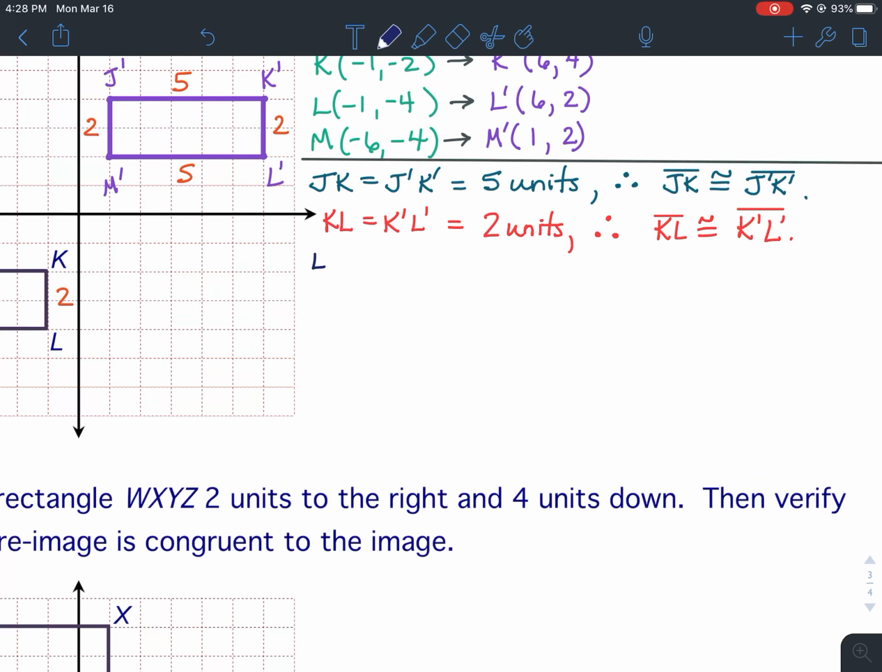LM. The length of LM is equal to the length of L prime M prime, which equals 5 units. Therefore, LM is congruent to L prime M prime.